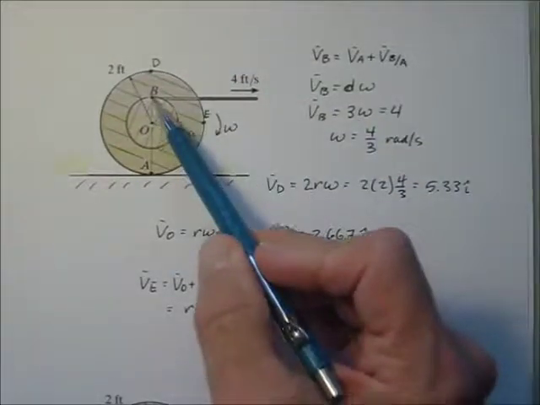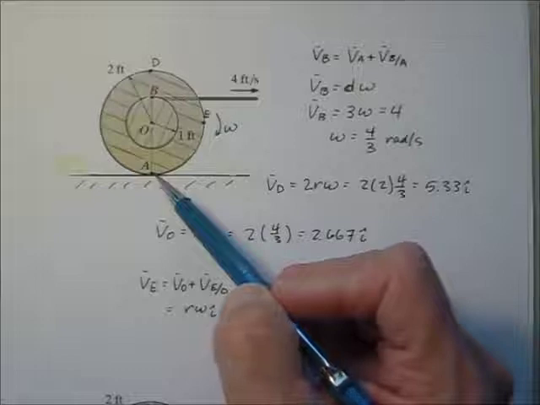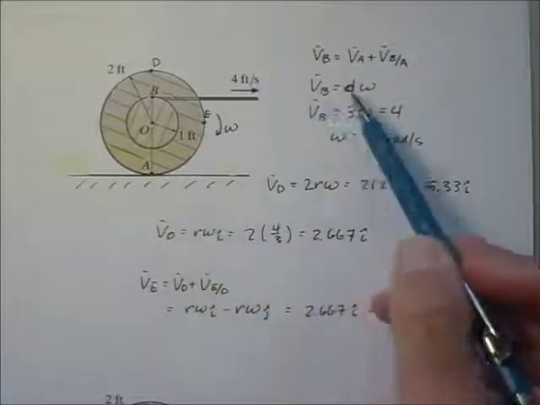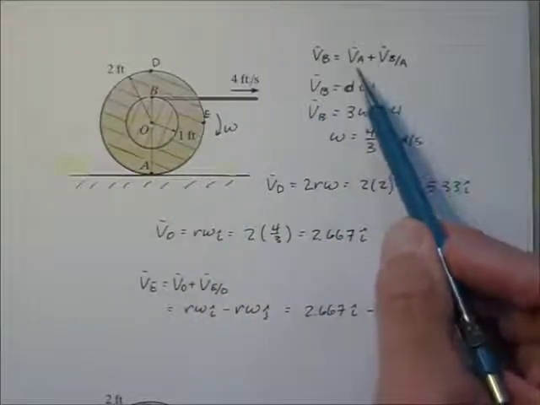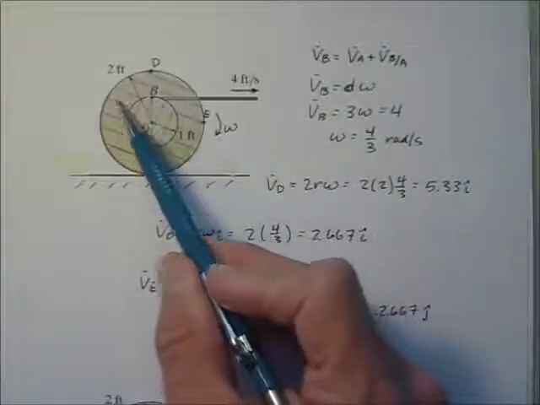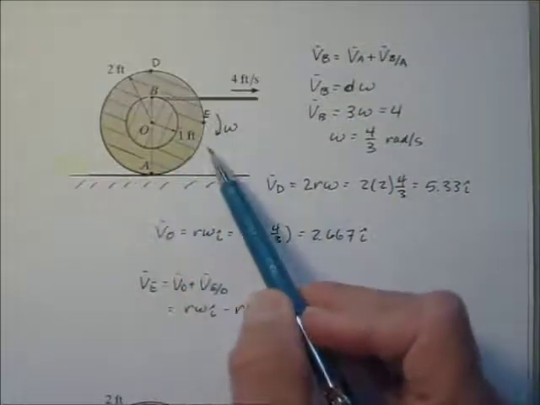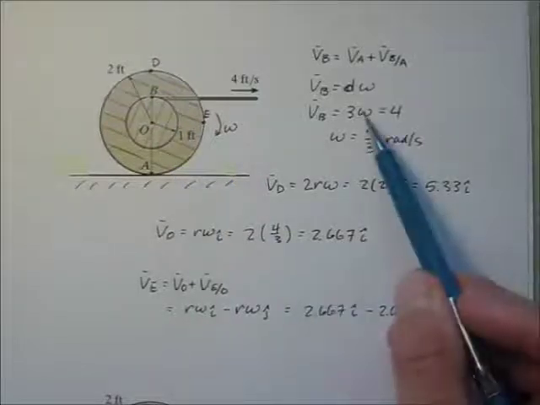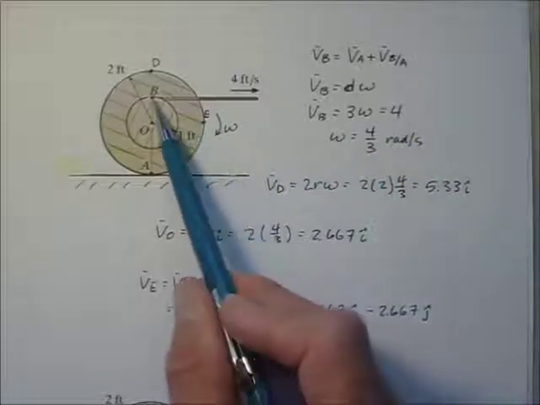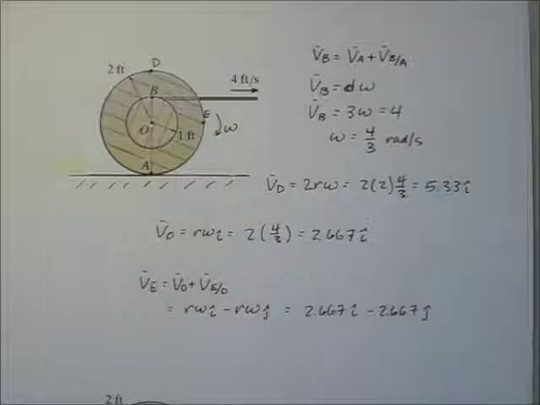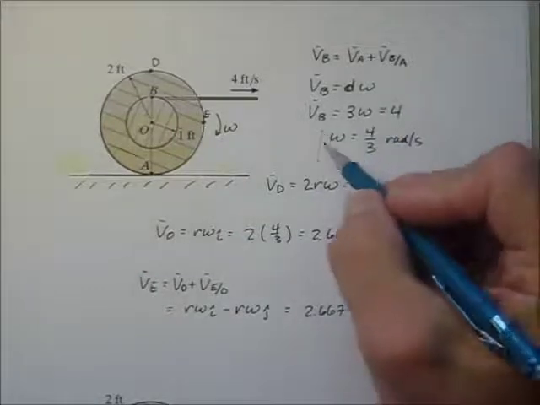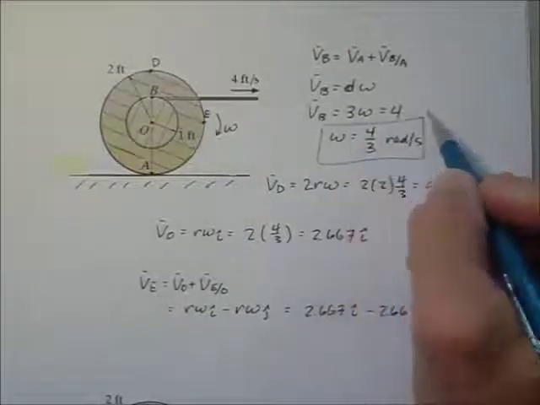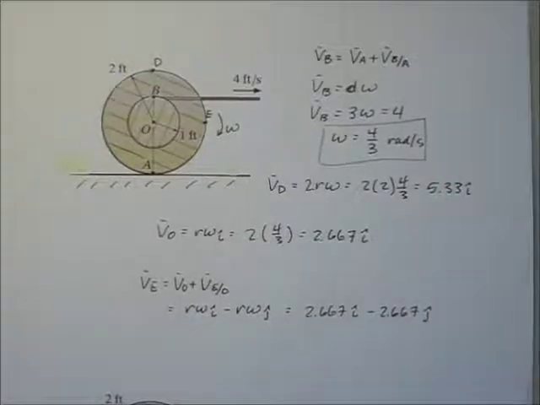So we can recognize the velocity of B is equal to the velocity of A plus the velocity of B with respect to A. I'm going to say that the velocity of A is equal to 0, so the velocity of B is going to be equal to this distance times this omega. We know that distance from the picture is 3, so 3 times omega. I've been given that the velocity of B is 4, so I can find that omega is equal to 4/3 radians per second. With that information, now I can find out several other things.